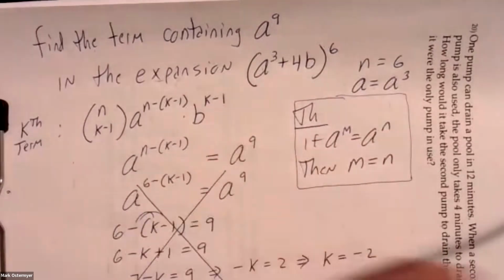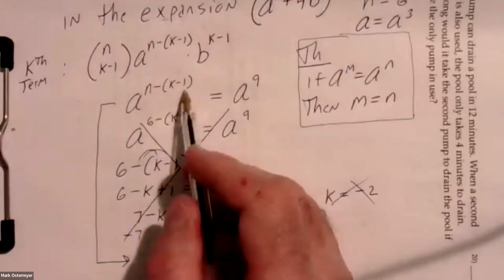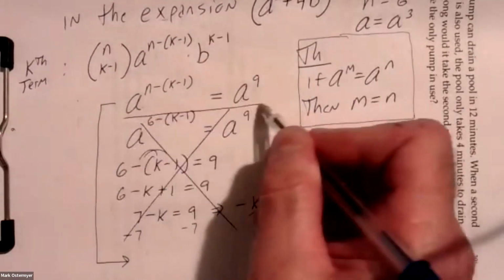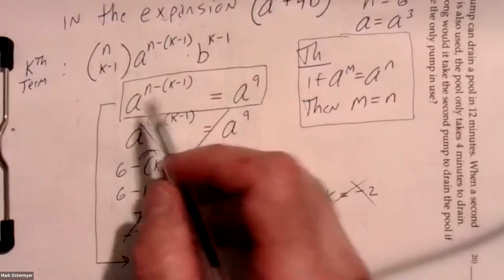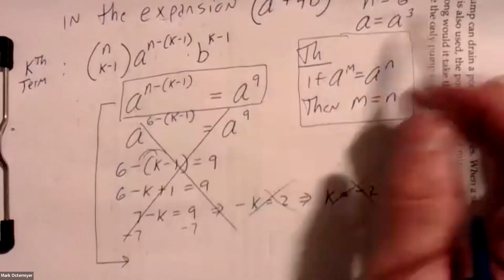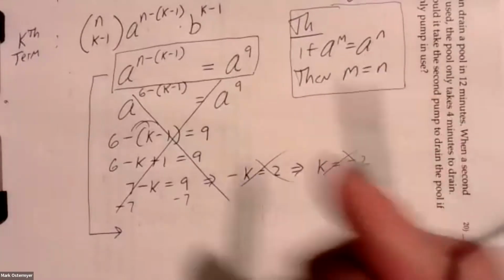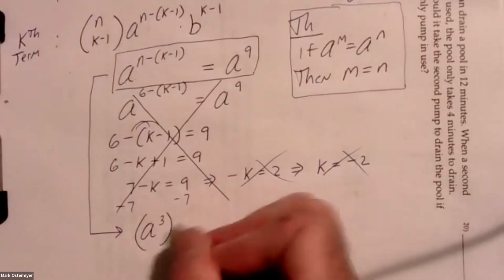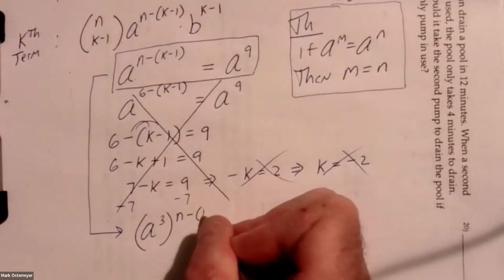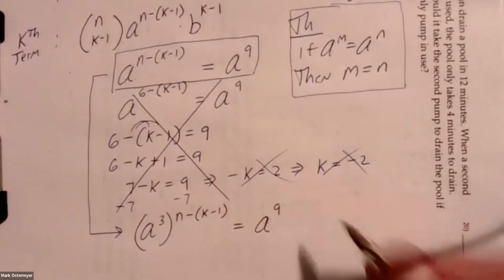So this is an error. I'm going to pick up right here, off of here. This still has to be true. We still have to force this to be equal to a to the 9th. So I'll replace this a with what the first term of my binomial is, which is a cubed. And so therefore I put a cubed in here. So I'll have a cubed raised to the n minus quantity k minus 1 power. And this better walk out with the value of being a to the 9th.